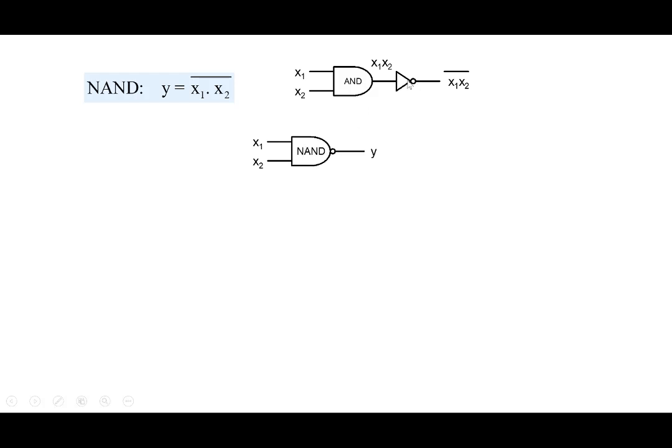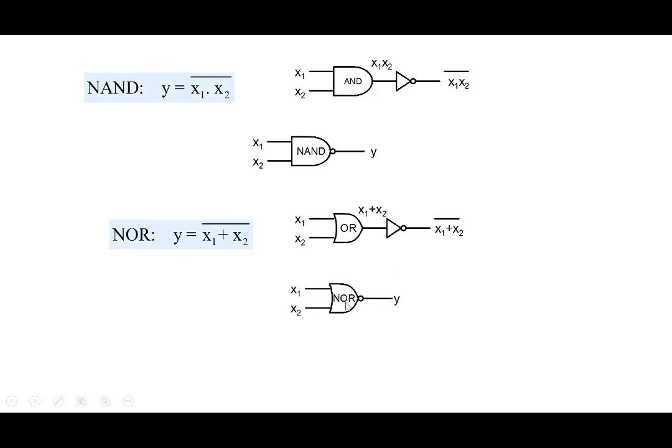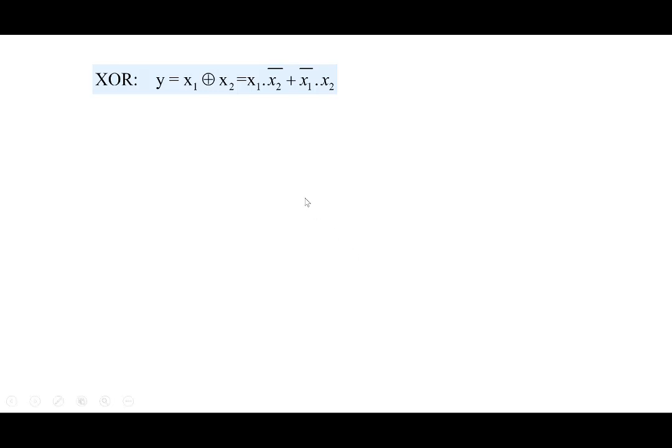The inverter part, or the NOT gate part, is indicated by this bubble, to show that this is a NAND gate. A NOR gate similarly is an OR gate followed by a NOT gate, so it is x1 plus x2 whole bar, and its symbol is the same as the OR gate followed by a bubble. Note that the bubble denotes the NOT gate, so it carries out an inversion operation. So that's the NOR gate. Then there are other gates also, for example, the XOR gate here.